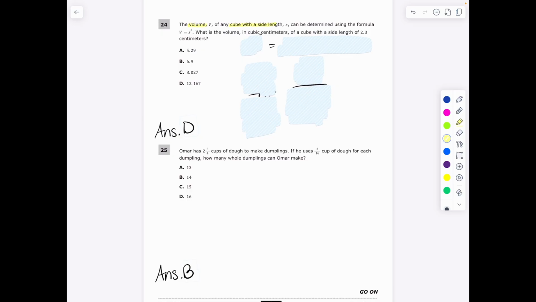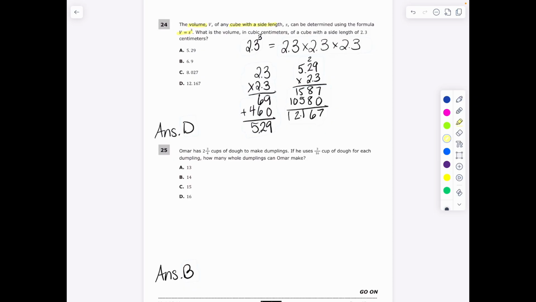So we know that for the volume of a cube, we can usually use volume equals s to the 3rd power, which just means, in this case, 2.3 to the 3rd power, or 2.3 times 2.3 times 2.3. So we're going to do the first ones first. 2.3 times 2.3, and if you do that multiplication correctly, you're going to get 5.29, or 5 and 29 hundredths. Okay, so now we're going to do 5 and 29 hundredths times 2.3, and if you do that, you'll get 12 and 167 hundredths.